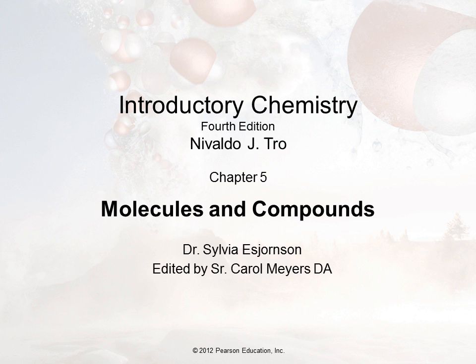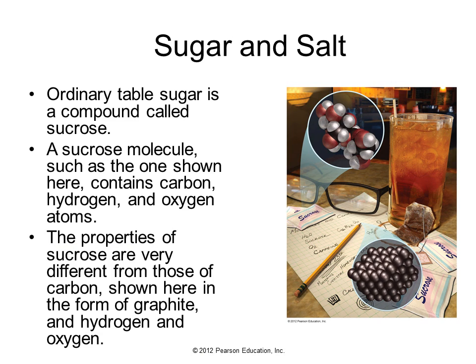Chapter 5: Molecules and Compounds. Sugar and salt, two white crystalline substances we know well. They are compounds. A sucrose molecule, shown here, contains carbon, oxygen, and hydrogen, all in a specific arrangement of atoms. This is a molecule of sucrose.